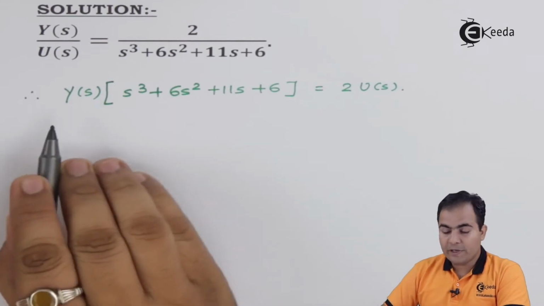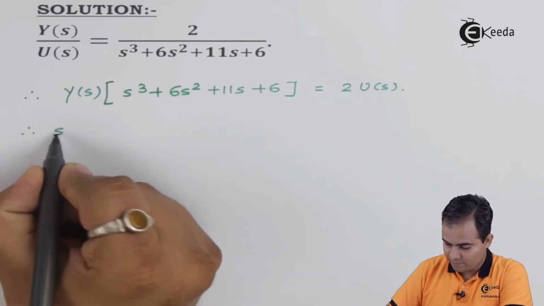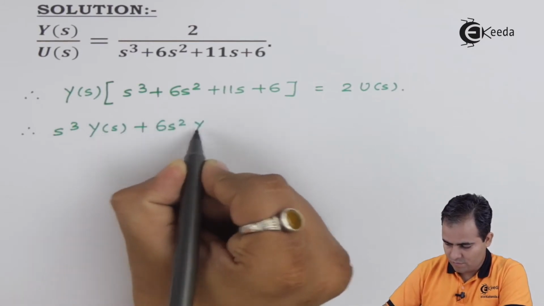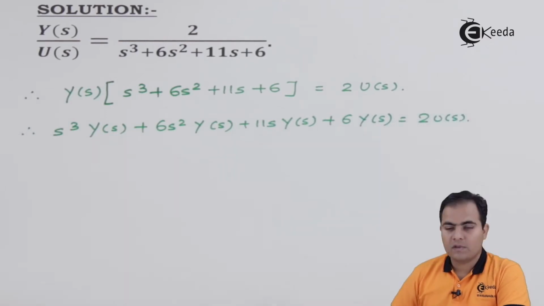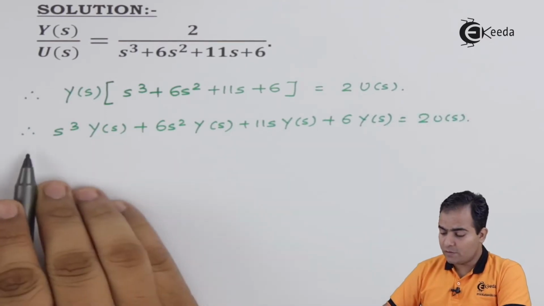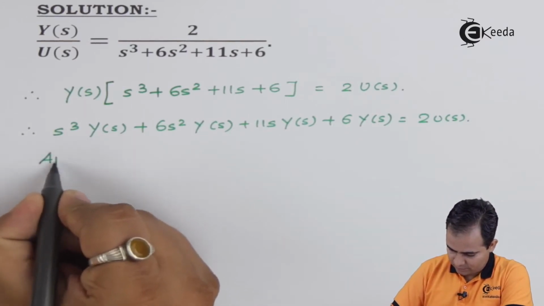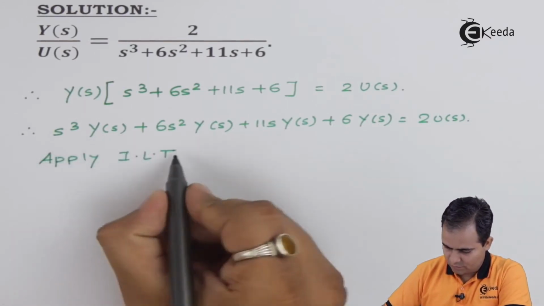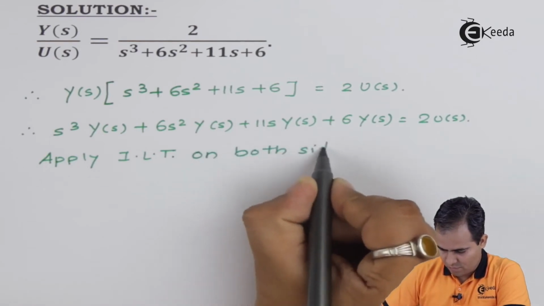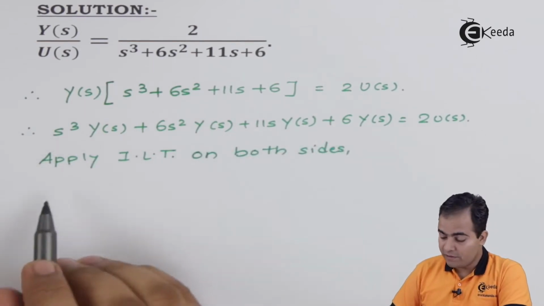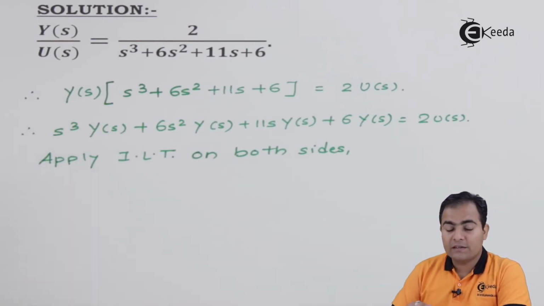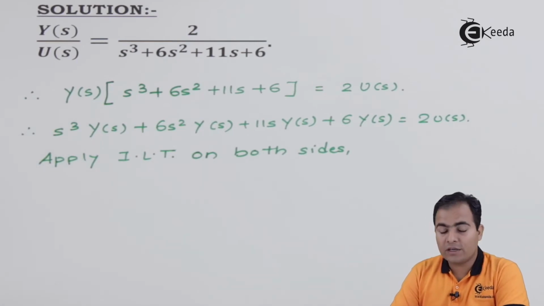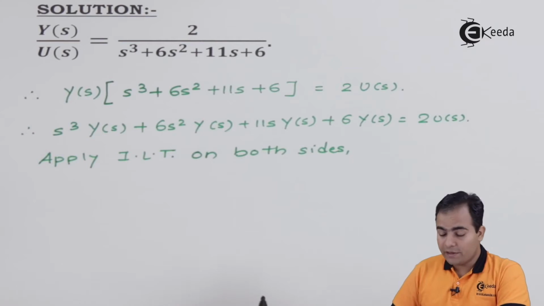Now just multiply Y(s) inside this bracket. Now just apply the inverse Laplace transform on both the sides. S cube into Y(s): the inverse Laplace transform of s cube into Y(s) is a third order differentiation of y(t). We can write this third order differentiation of y(t) like y triple dot of t.